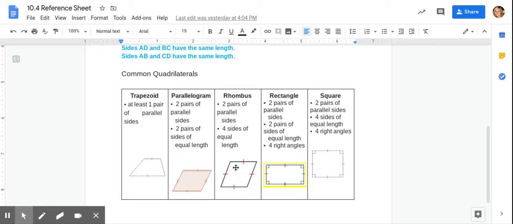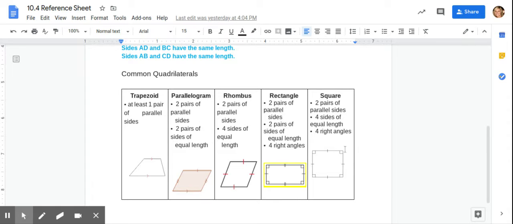Okay, so a rhombus has all of its sides equal and two pairs of parallel sides. So here's a parallel side with this one and this one with this one. They will never touch, okay? And the tick marks here, they are all one tick mark, so that means that all of those are the same size. A rectangle has two pairs of parallel sides, so one right here, and then the second one is the top and the bottom. Two pairs of sides with equal length, so this pair are the same size, and then this pair are the same size, and four right angles. So you can see here are squares in these corners, making those 90-degree angles, those right angles.